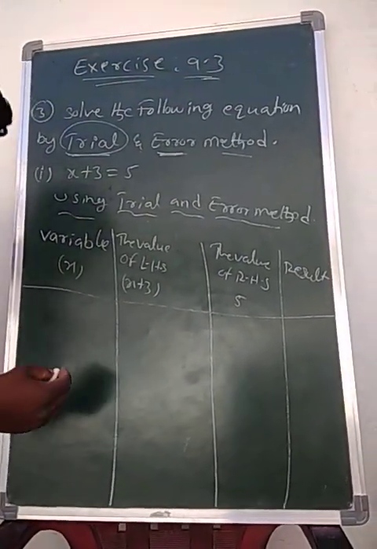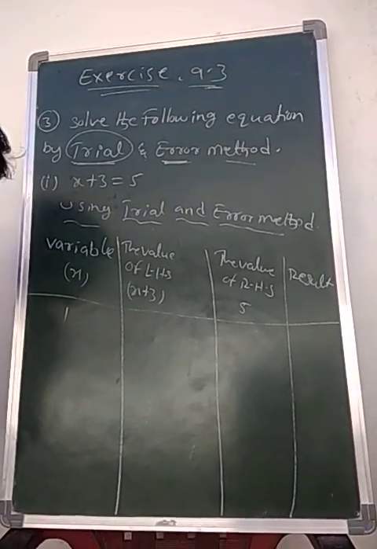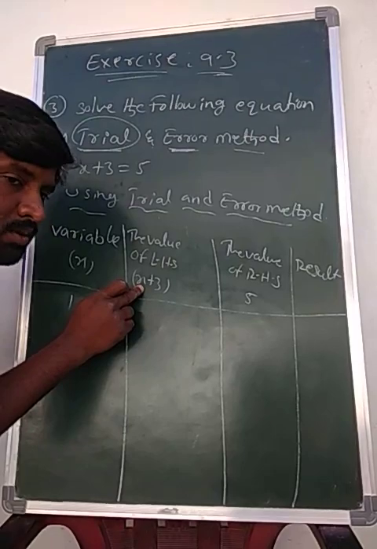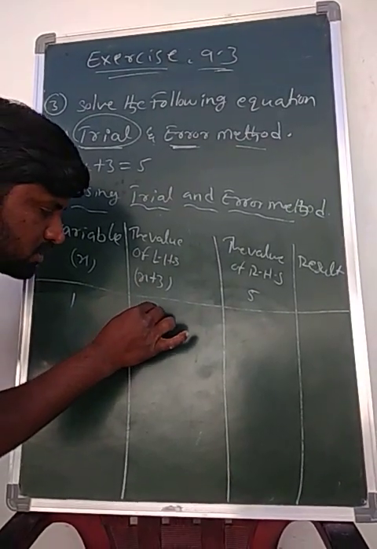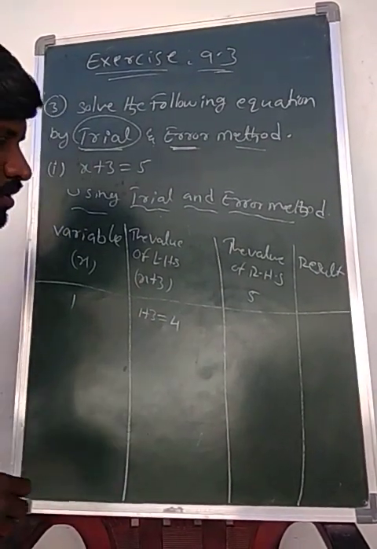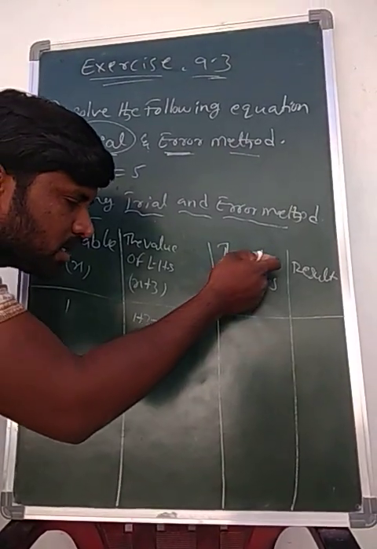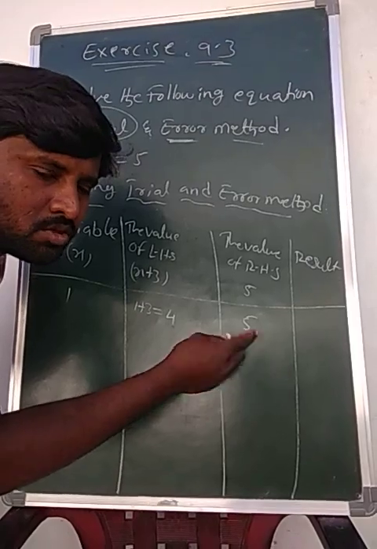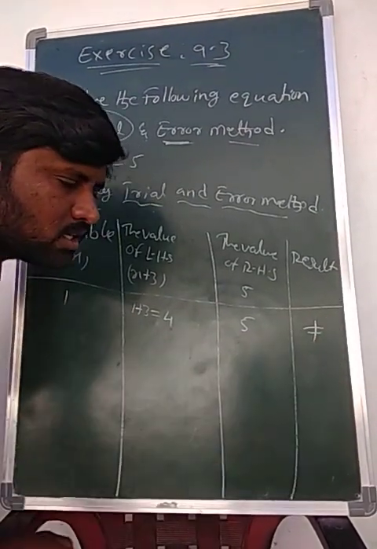Now first of all I am taking in the place of x, 1. Then what happens? I am going to substitute x as 1, then 1 plus 3 is equal to what? 4. But what is the RHS part? The value of RHS is 5. 4, 5, are these two equal? No. So that's why the result is not equal.